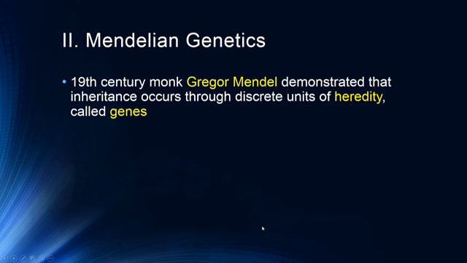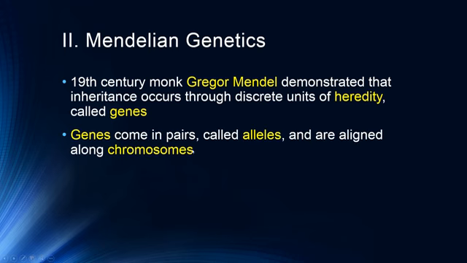Well, in the 19th century, the monk Gregor Mendel demonstrated that inheritance occurs through discrete units of heredity called genes. And so this is what we call Mendelian genetics. This was a remarkable breakthrough in terms of understanding how one set of attributes can get passed on to others or not through this principle of heredity in genes.